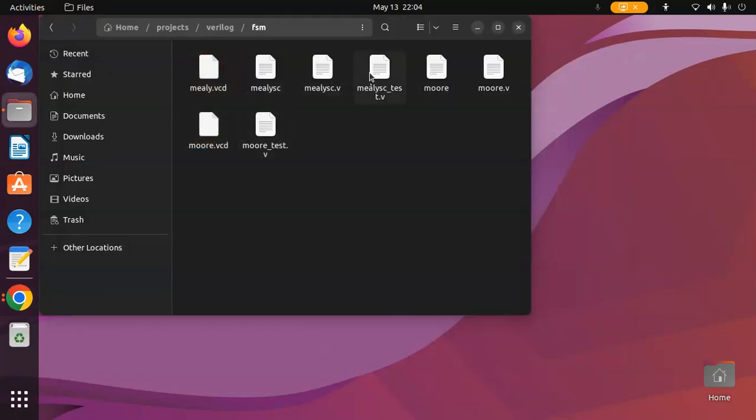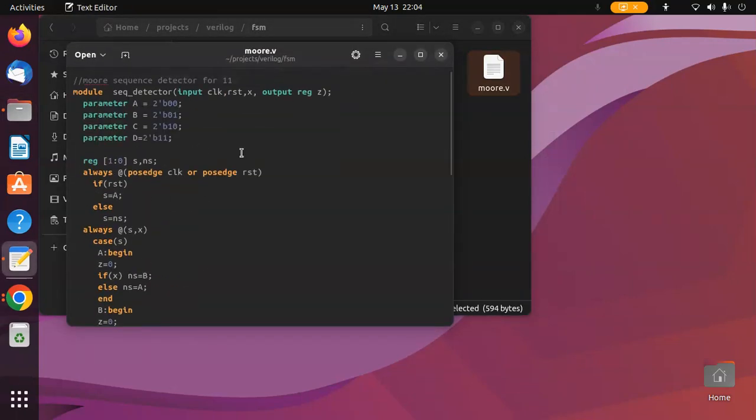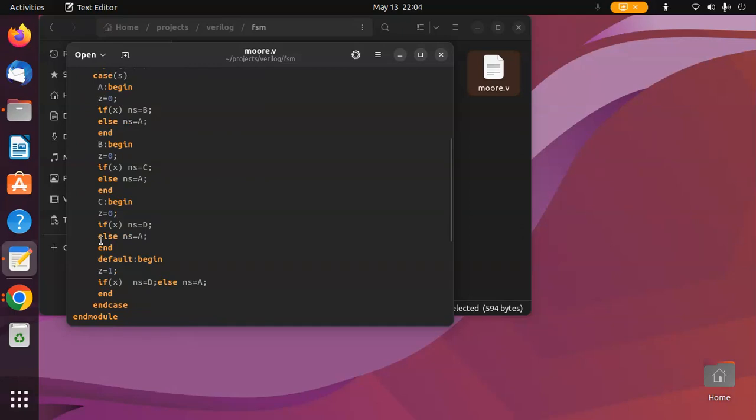So now let's look at the Moore circuit. There is only one difference in the Moore circuit. You know that in a Moore circuit, the output depends on the present state, not on the present input. So the same set of code you write for the Moore circuit, but the only difference is here. See, in the case of default, you don't apply this if x condition. You apply, if it goes to d, then the output becomes 1.